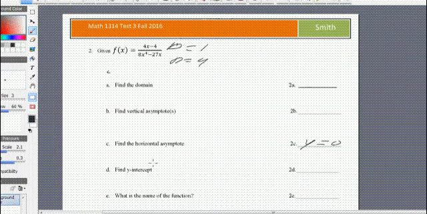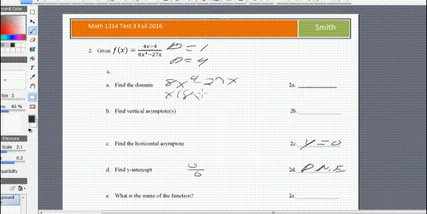Right off the bat, find the y-intercept, plug a 0 in there. I end up with 0 over 0. You cannot have a 0 on the bottom, so that does not exist. Go back up here, find a domain. Set the bottom equal to 0. What can you pull out? An x. You're left with an ax cubed minus 27.